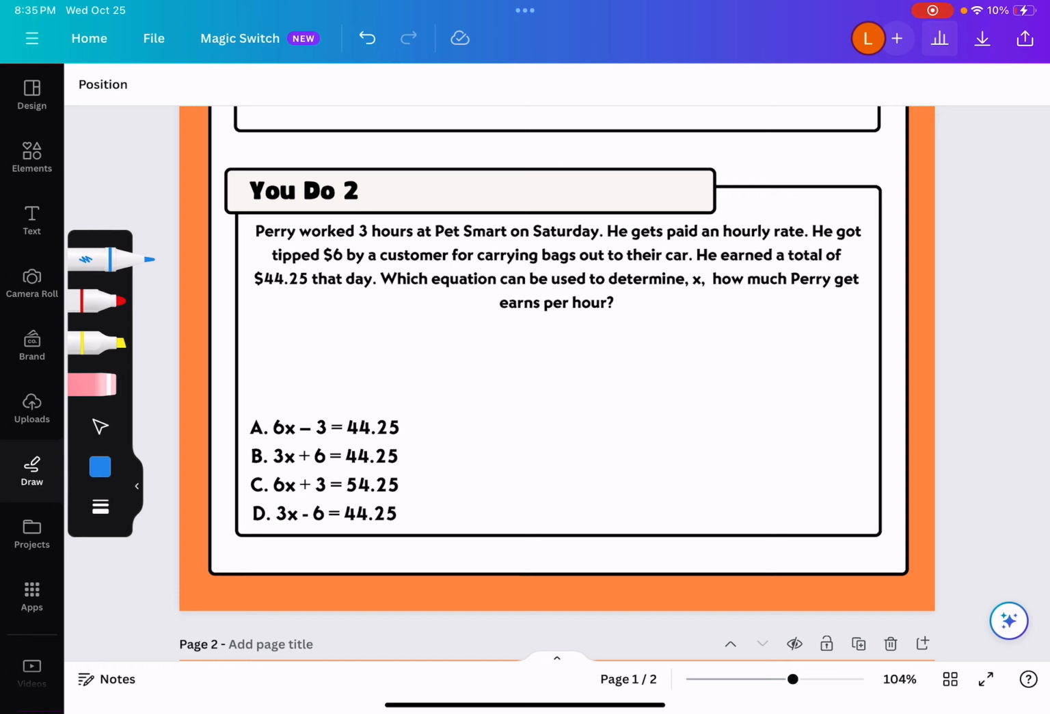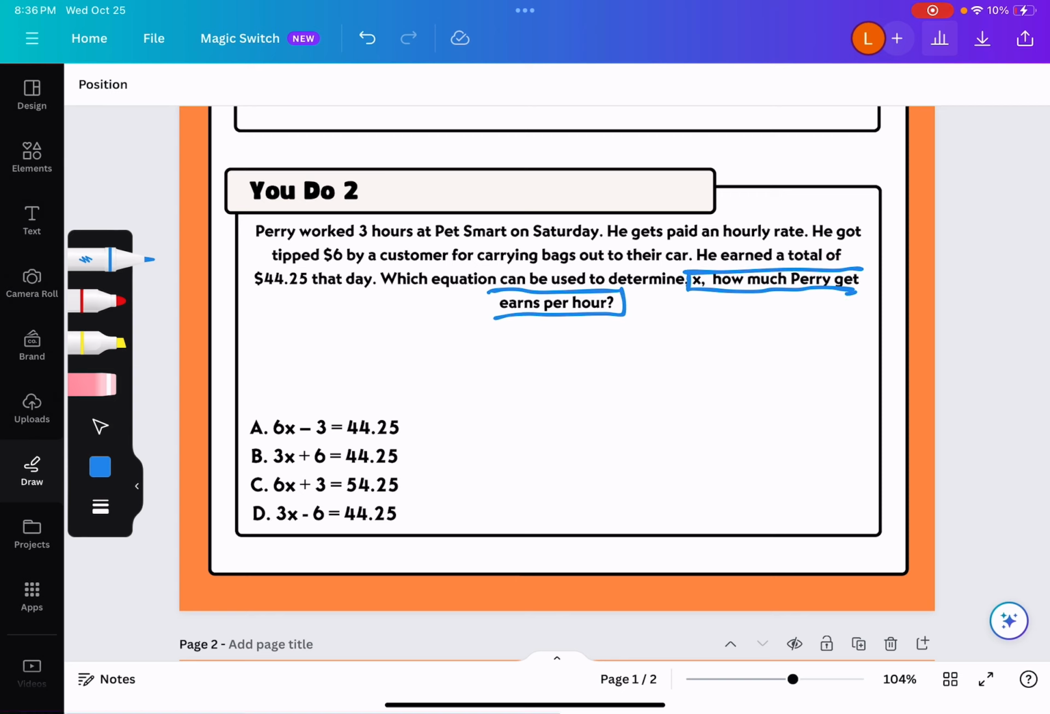All right. So before we go on to the next we do, you should have already solved this you do. Just want to analyze it with you to make sure you got the correct information you needed. So it said Perry worked 3 hours at PetSmart on Saturday. He gets paid an hourly rate. He got tipped $6 by a customer for carrying bags out to their car. He earned a total of $44.25 that day. Which equation can be used to determine X, how much Perry gets earned per hour? So we want to know X, how much Perry gets per hour.